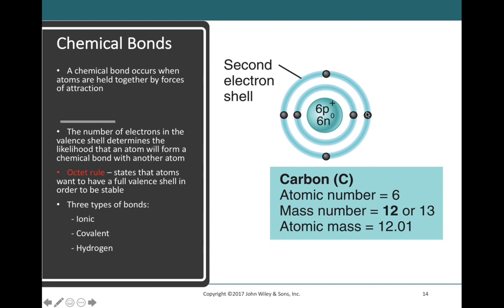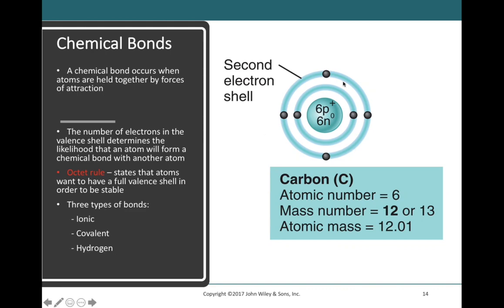So the atoms that we're going to be playing around with in class are either going to want to have 2 in their first shell or 8 in their second, depending on how many electrons our atoms have. Now, of course, this cannot always happen. We don't always have the 8th electron to give, but this is what's going to determine the likelihood that we're going to form different bonds. So the 3 types of bonds we're going to talk about today are ionic bonds, covalent bonds, and hydrogen bonds.